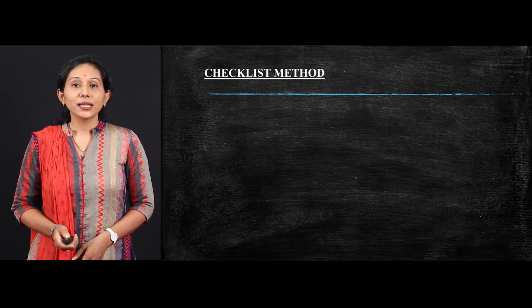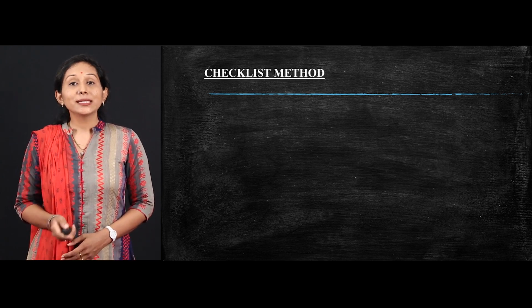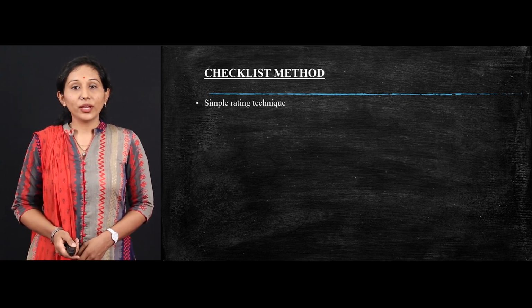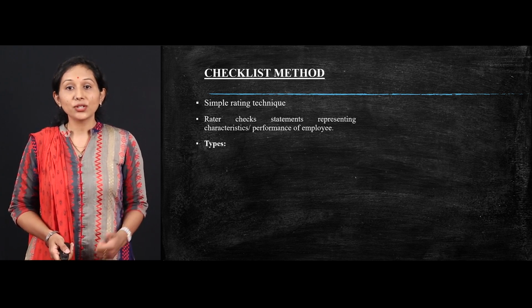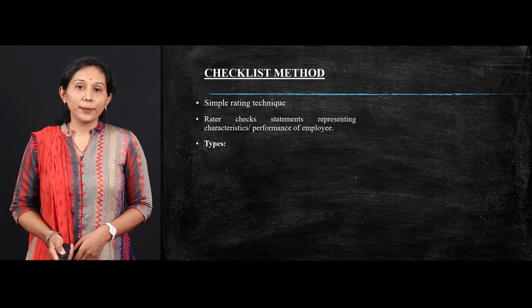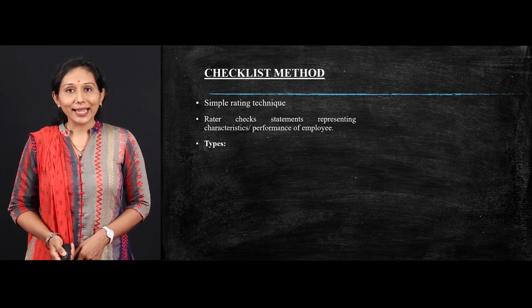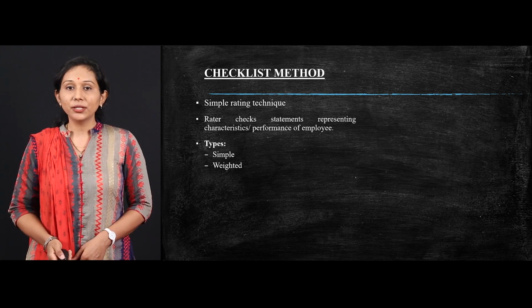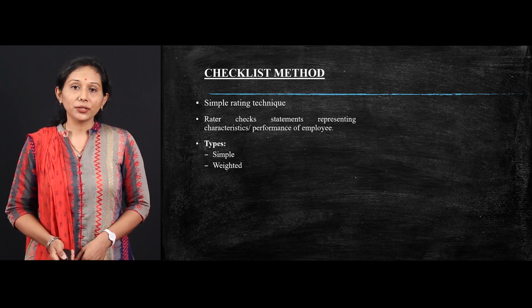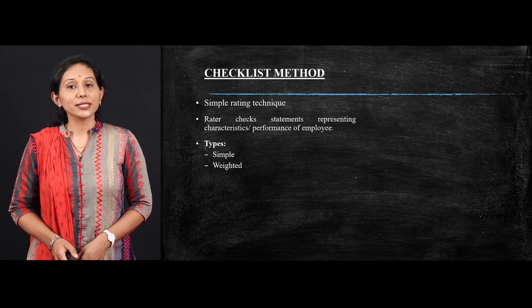Next method is the checklist method. It is a simple rating technique wherein the rater checks the statements representing the characteristics or the performance of the employee. There are three different types of checklist methods. One is the simple checklist method, another is the weighted checklist method, and the third is the forced checklist method.